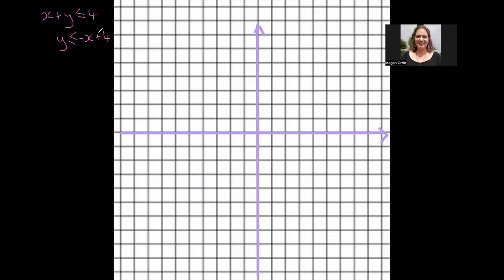Okay, so I'm going to graph my y-intercept first. So I'm going to go up to 4. 1, 2, 3, 4. What's my gradient? -1. So what do I do? Okay, so down 1 over 1. Is this a solid line or a dotted line? It's a solid line. So I'm going to use my straight line graph.